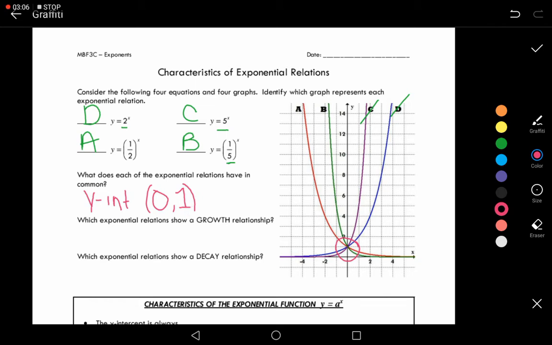Which exponential relation shows a growth relationship? So again, the growth is that J shape, so we know that would be C and D. And the decay is that L shape, which is A and B.